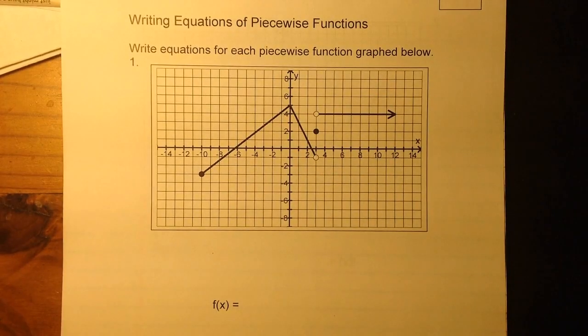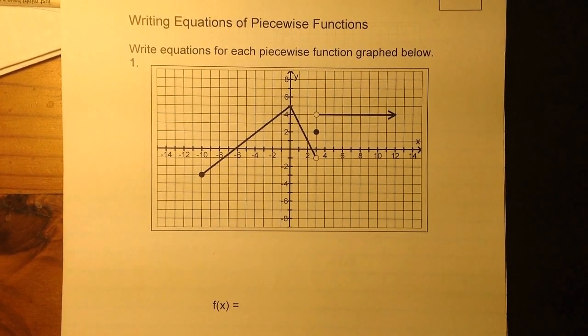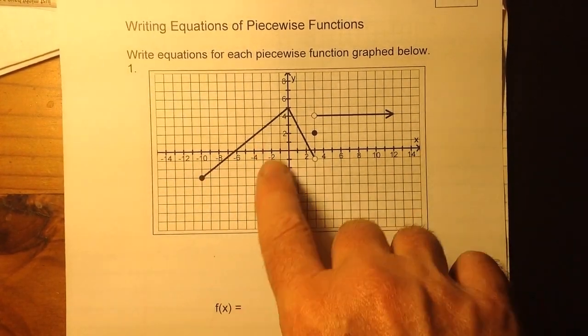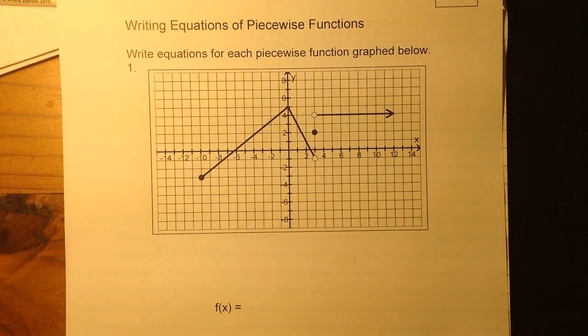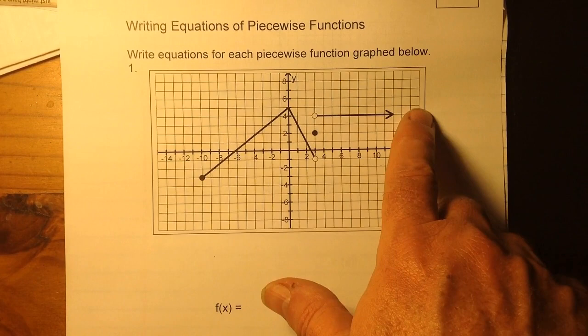Okay, this is lesson 1-9, writing equations of piecewise functions. So we're basically reversing what we did yesterday. Yesterday, we were given the equation and we graphed it. Today, we're given the graph and we need to come up with the equation. So what we're going to do is just find the equation for each piece.